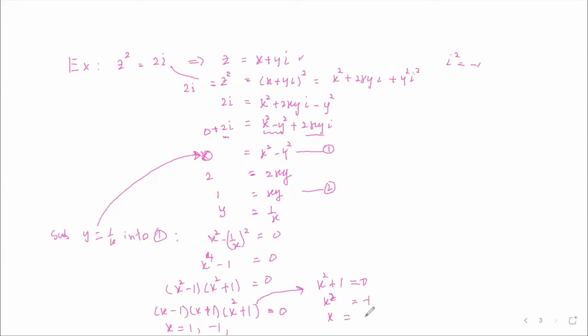Then x equals what? Plus minus square root of -1. But square root of -1 is i, right? So we have plus minus i. So the value of x is going to be i and negative i. So we have 4 answers for this one, but after that we have to answer the root, right?